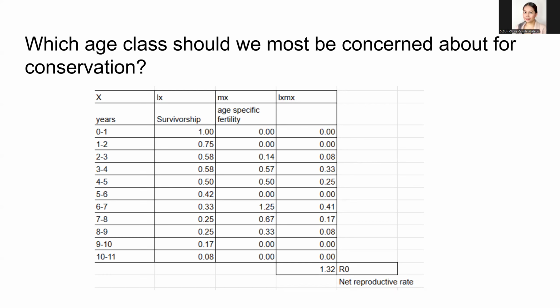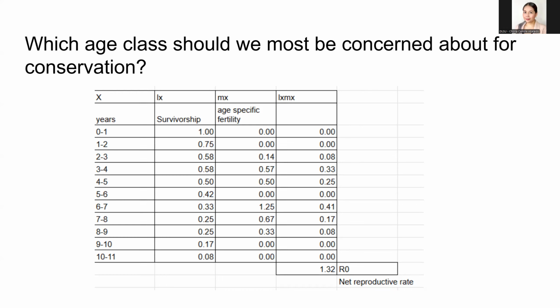Okay. So, from the answers of your classmates, they're correct. So we should be most concerned about the 6 to 7 year age class for conservation. So you will notice that they have the highest contribution to net reproductive rate. So if you multiply 0.33 with 1.25, you get 0.41. And these represent the most reproductively active individuals in the population.